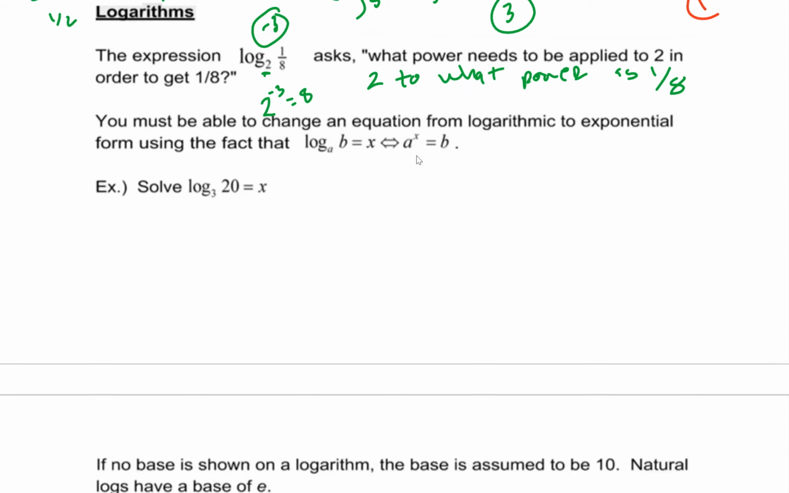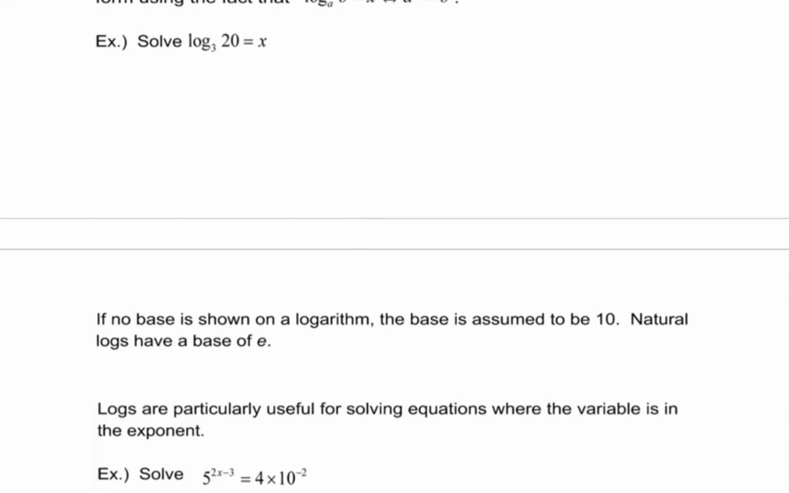You also got to know how to solve logs and then do some properties. We'll talk about the properties in a second. But the trick to solving logs is always the same thing. If you have a log problem, you take the base to both sides. So you're going to go 3 to this side, 3 to this side. These cancel out. There's a rule. So 20 equals 3 to the x.